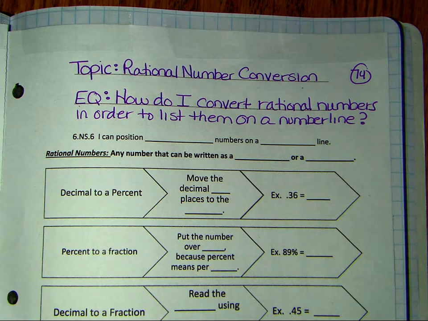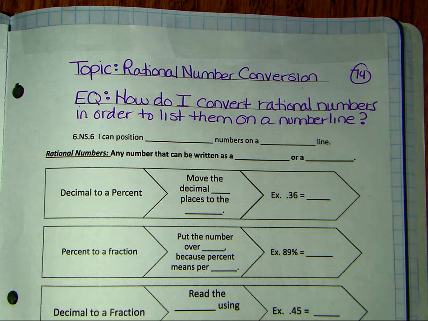So the essential question for this set of notes is, how do I convert rational numbers in order to list them on a number line? When we are comparing fractions, or decimals, or percents, or multiples of different ones of those, you have to make them all the same type of number in order to be able to compare them. It's really difficult to compare fractions to percents. But if you convert a fraction to a percent, then you can compare those values. And whether a number is in percent form or fraction form or decimal form, it still has the same value. It just looks a little different.